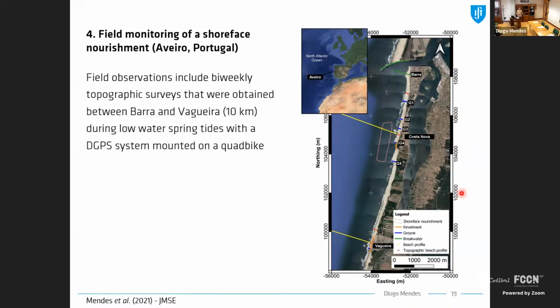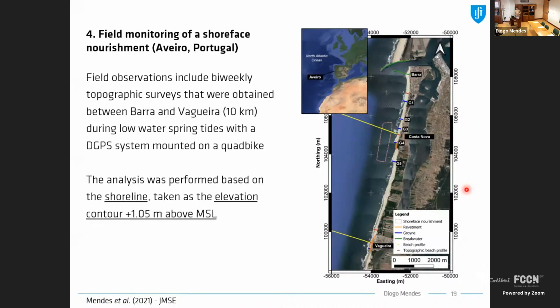Field observations include bi-weekly topographic surveys that were obtained between Barra and Vagueira during low water spring tides with a DGPS system mounted on a quad bike. To clarify a bit this process, every 15 days I went to Aveiro beach to do a topographic survey between Barra and Vagueira with a GPS system mounted on a quad bike. The analysis that I performed afterwards was based on the shoreline. Here, the shoreline was taken at the 1.05 meters above mean sea level elevation contour. I will not go into the details, but you can see more details about why we selected this elevation contour in that study.